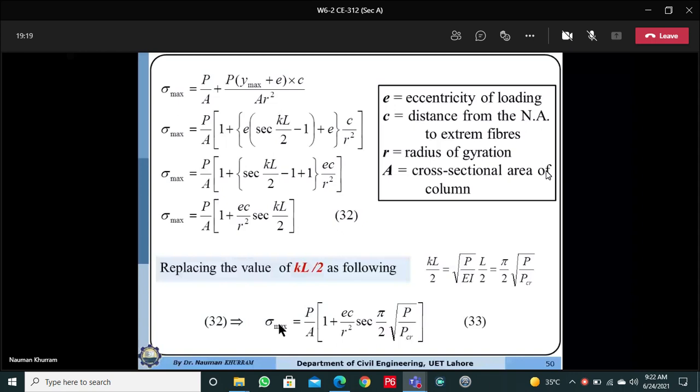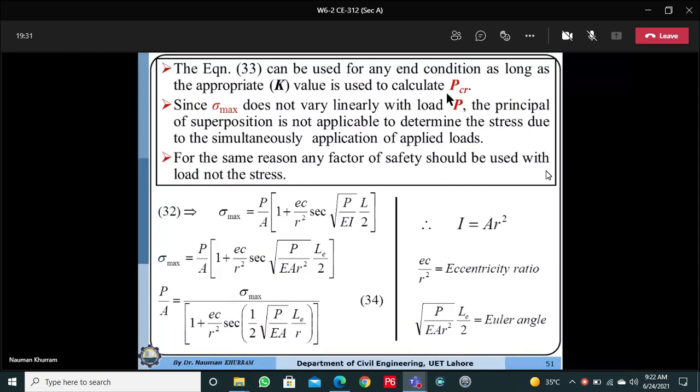So equation 33 can be used for any end condition as long as an appropriate K value is used to calculate P critical. Since sigma maximum does not vary linearly with load P, the principle of superposition is not applicable to determine the stress due to the simultaneous application of applied loads. And for the same reason, factor of safety may not be used with the stress; it is used with the load.